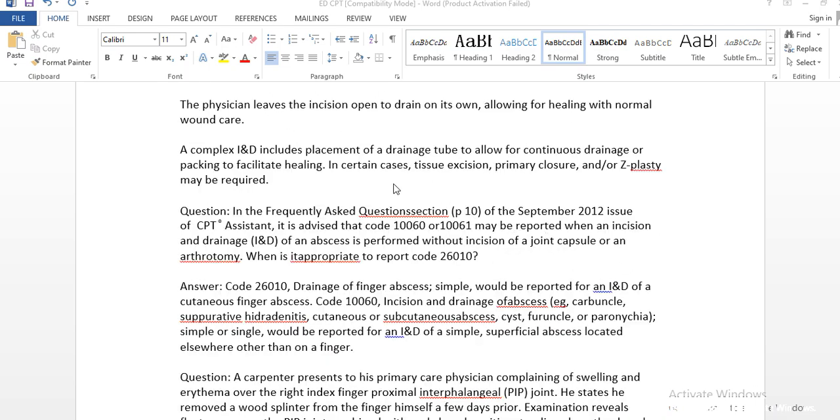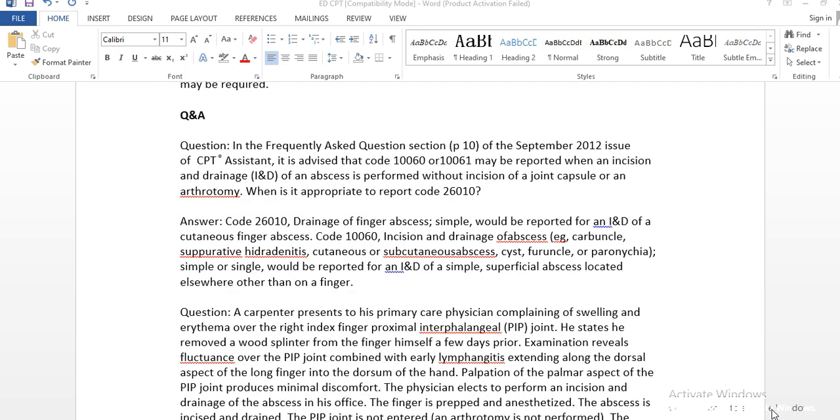So a complex I&D includes placement of a drainage tube to allow for continuous drainage, or packing to facilitate healing. In certain cases, tissue excision, primary closure, and/or jetplasty may be required. Now we will check a few questions which are in the CPT Assistant and HCPCS coding clinics. So we will go ahead with the questions.